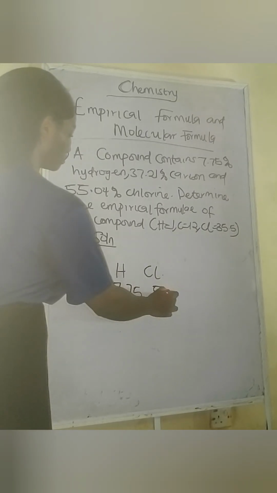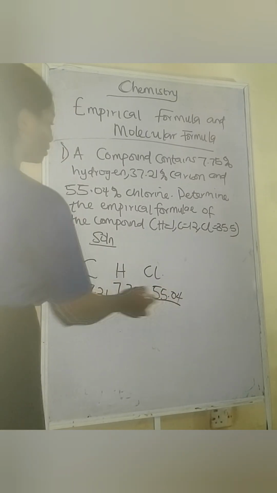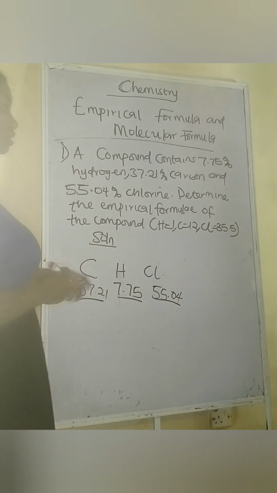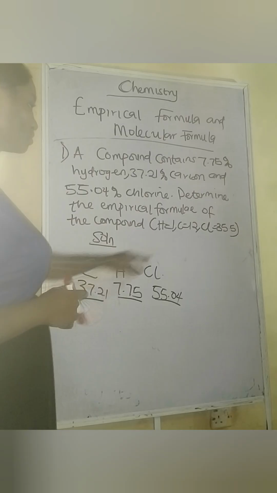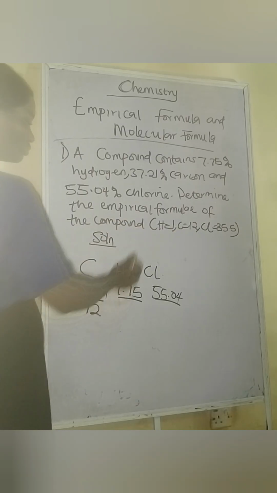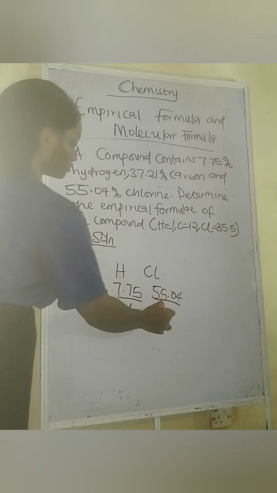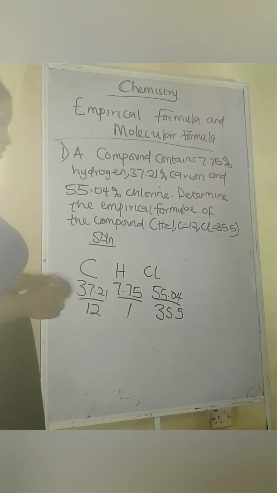55.04. Okay, so we are going to divide through by what? It's the number of what? The molecular formula that they each have. So now for carbon, it has what? 12. The molecular mass for carbon is 12. The one for hydrogen is 1. And the one for chlorine is 35.5. So now let's divide.